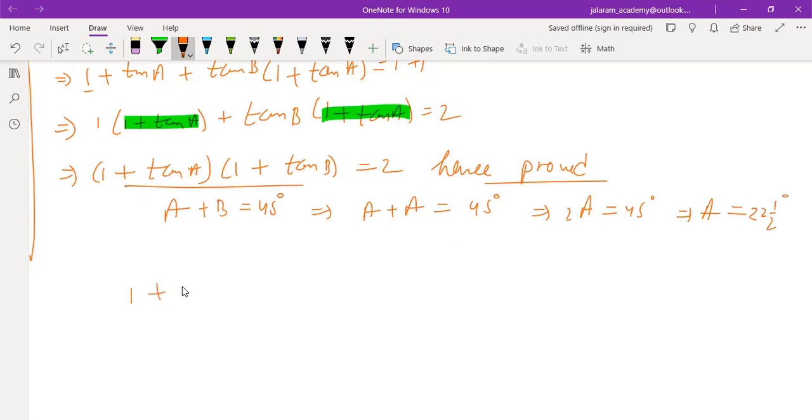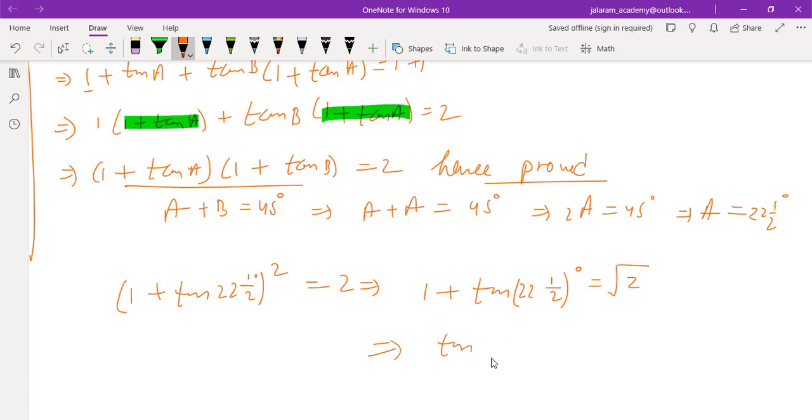So use this value of a in this. So it is 1 plus tan 22.5 degree in both the brackets. So the whole square equals 2. So taking the square root on both sides, 1 plus tan 22.5 degree, as 22.5 degree is positive, lying in the first quadrant, equals root 2. So when we transfer this 1 to the left hand side, the value of tan 22.5 degree will be root 2 minus 1.